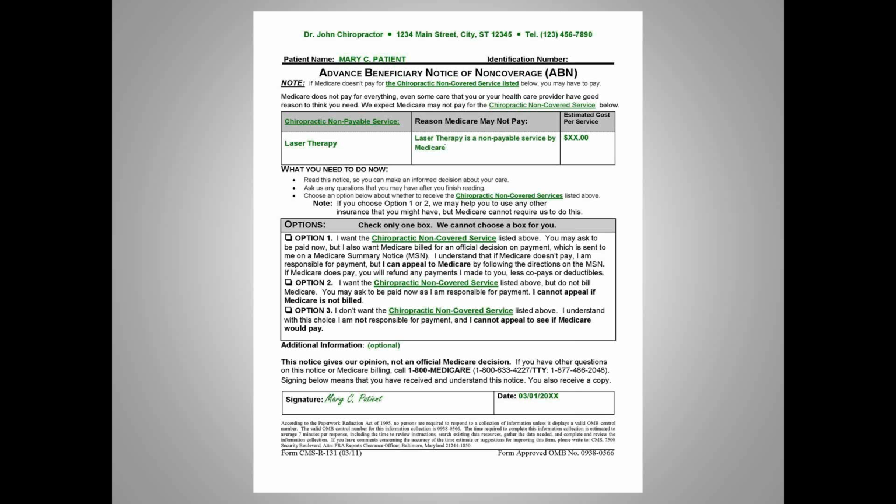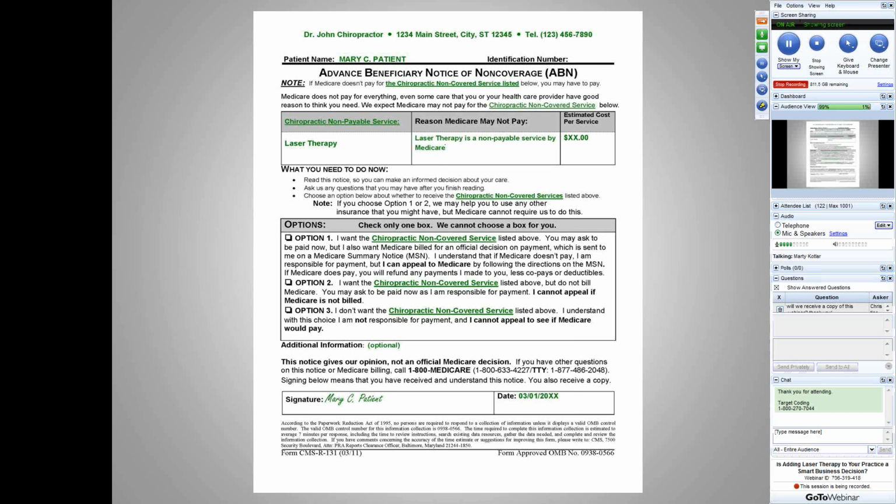So there, under the chiropractic non-payable service, put laser therapy. Laser therapy is not payable by Medicare. Many Medicare carriers have an LCD, a local coverage determination on laser therapy, just to tell you how to bill for denial purposes. Put down the estimated cost. Whatever it is, let's say $50, you must put down a fee for the laser, and then the patient has to choose an option box.